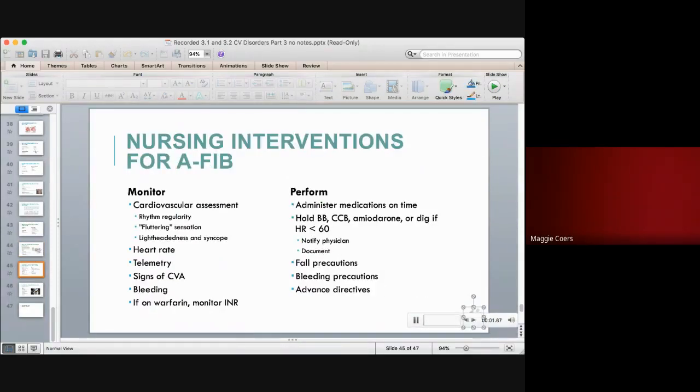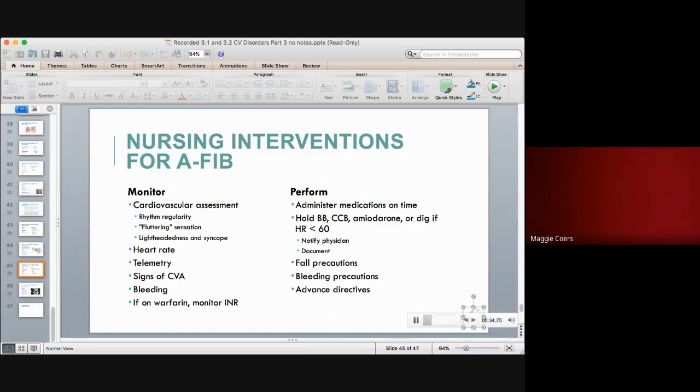All right, so nursing interventions: monitor, perform, and teach. We want to do a really good cardiovascular assessment. We want to monitor the rhythm, asking about any fluttering or lightheadedness, the heart rate, and do bedside telemetry to monitor the rhythm. If the heart rate is slower than 60 or higher than 100, there may be a problem, so we want to monitor even closer.